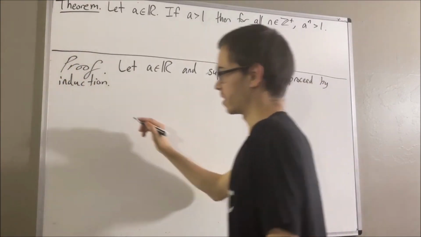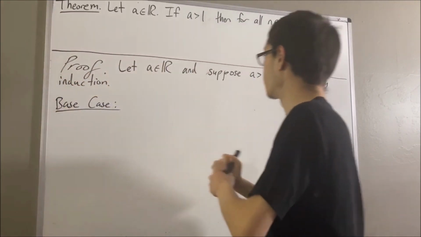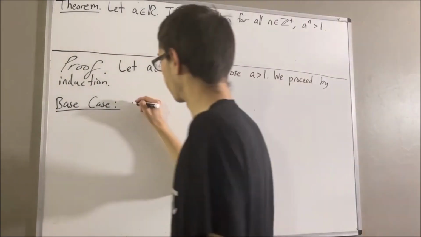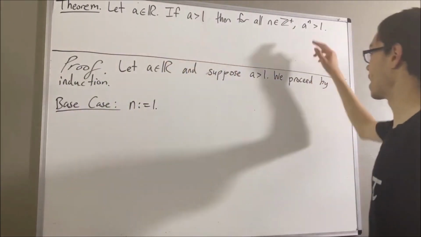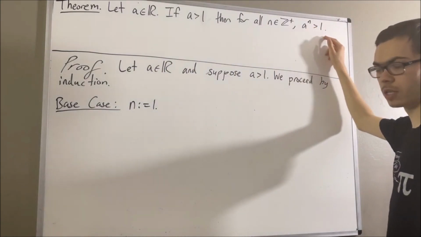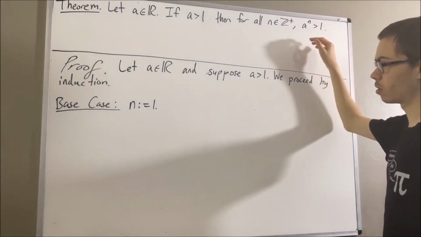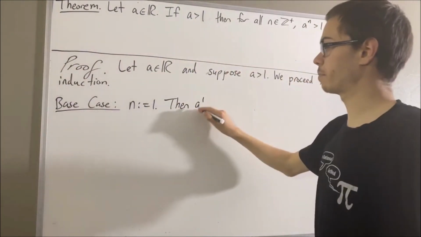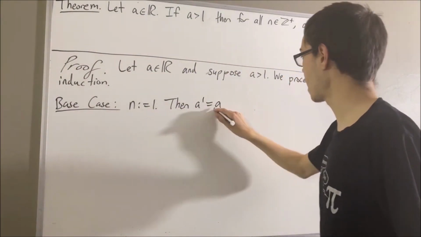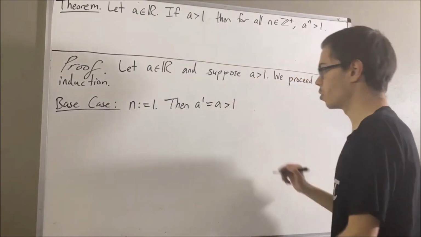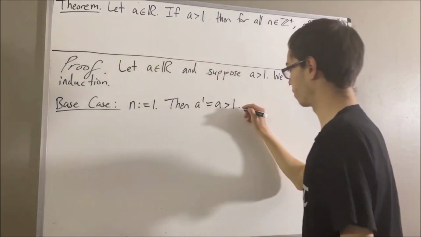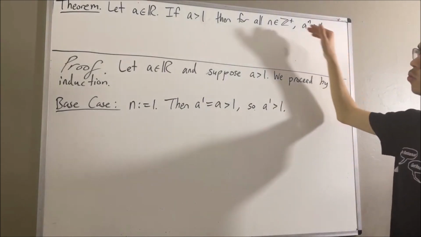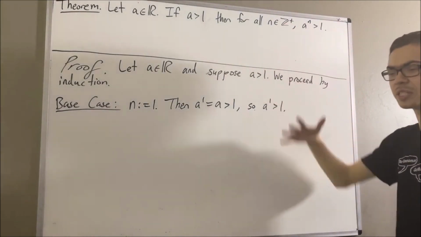So let's start with the base case. In the base case, we're trying to prove that this is true in the case where n is equal to 1. So really, we're trying to show that a to the power of 1 is greater than 1. To see how that comes together, let me start out by writing a to the power of 1. Well, we know that a to the power of 1 is equal to a, and a is greater than 1. So, a to the power of 1 is greater than 1. And so what this means is we have shown that this is true in the case where n is equal to 1. So this completes the base case.